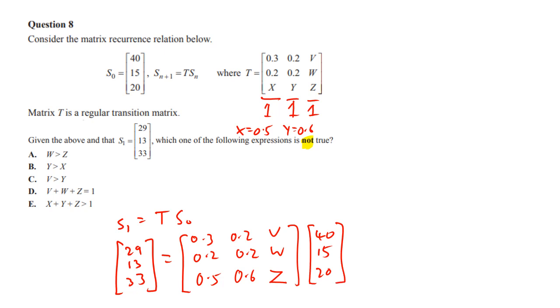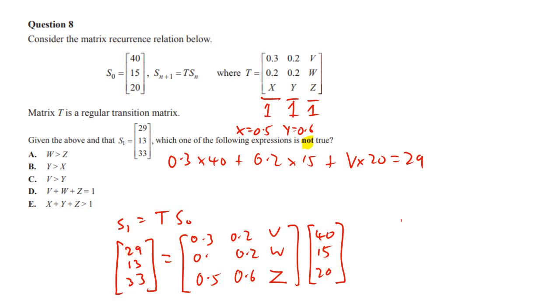So remember that when you do matrix multiplication, it's this row by this column that is going to give me this, right? So I can actually write out a whole statement: 0.3 times 40 plus 0.2 times 15 plus V times 20 must equal 29. All right, so just to run you through that one more time.